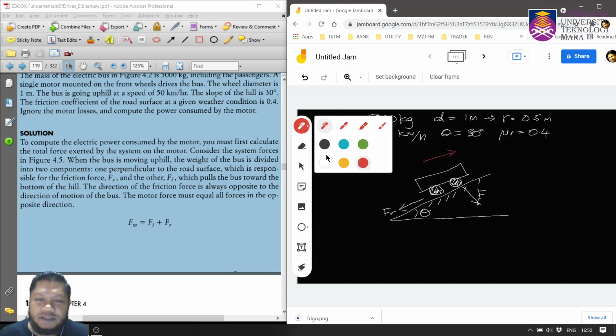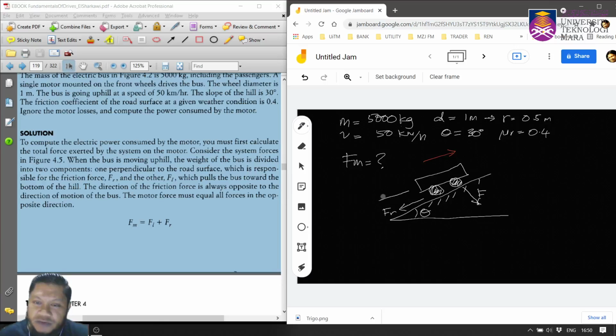And then we also have this Fl, which pulls the bus toward the bottom of the hill. So we have another force which is down, pulling the bus down the hill. So there are two forces here. You need to find what is the motor force that needs to be applied, and Fm equals Fl plus Fr. So you need to find what Fl is and what Fr is.